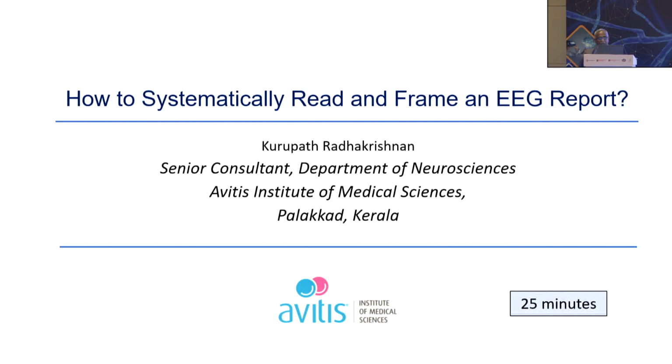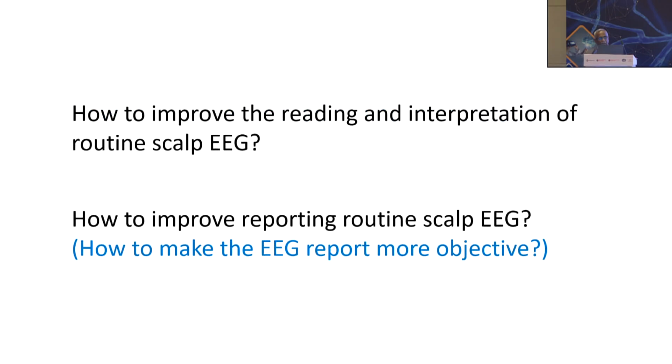So that's what we are going to discuss during the next 20-25 minutes. How to systematically read and frame an EEG report. We are going to cover two important areas here. For example, if you have to correctly report the EEG, you have to have correct interpretation also. So how to improve the reading and interpretation of the routine scalp EEG. And secondly, how to improve reporting a routine scalp EEG, or how to make the EEG report more objective.